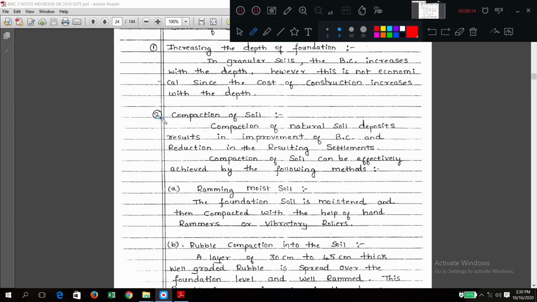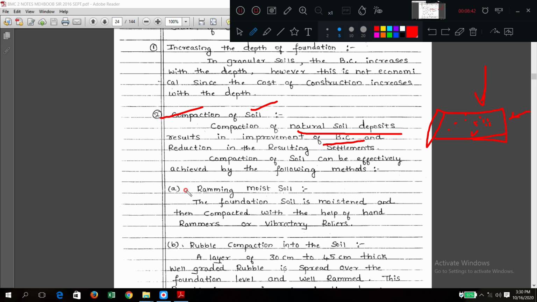Second point, by compacting the soil, you can increase it, obviously. If you put more pressure here and compact on all sides, soil particles will come very near to each other, so its strength increases, and it will reduce the settlement. So loose soil settles more, compact soil settles less. That is the compaction property. Compaction of natural soil results in improvement.